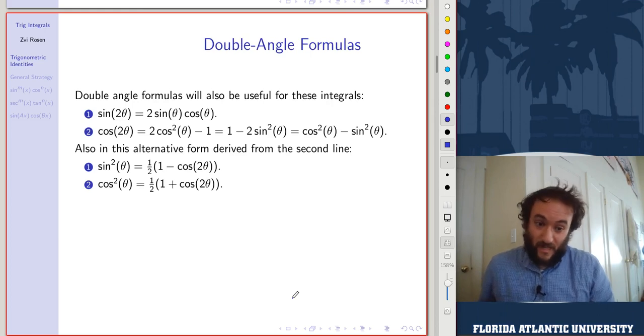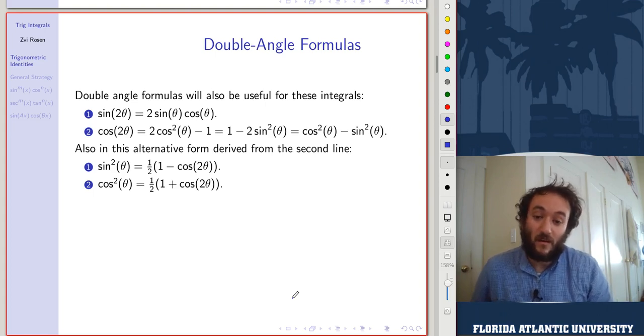The other trigonometric identities, which will be somewhat useful, are double angle formulas. And double angle formulas are as follows. We have sine of 2 theta equals 2 sine theta cosine theta, and cosine of 2 theta equals 2 cosine squared theta minus 1. Okay, we can apply a Pythagorean identity to get the other two as well. That equals 1 minus 2 sine squared theta and cosine squared theta minus sine squared theta.